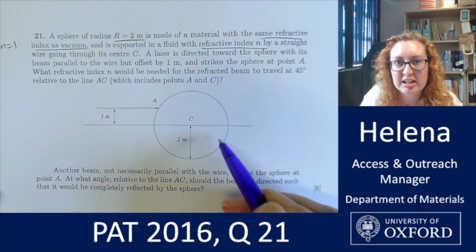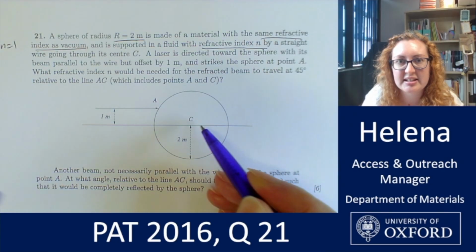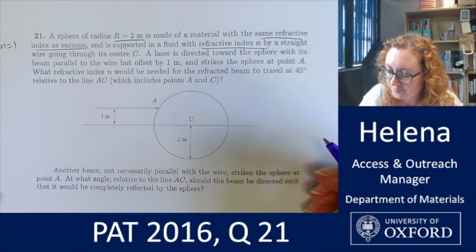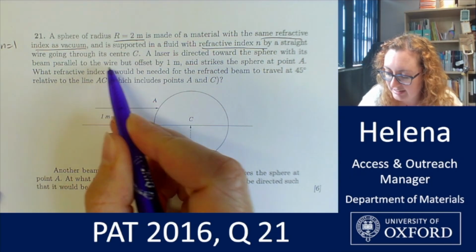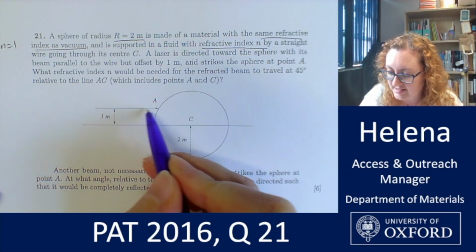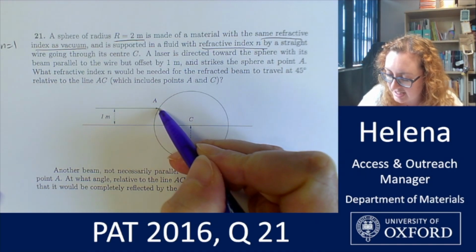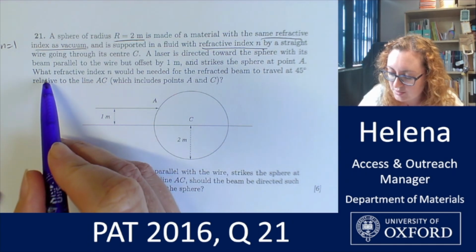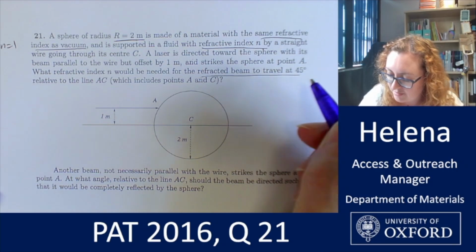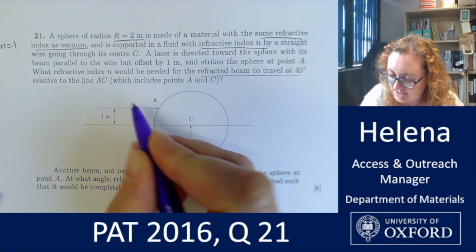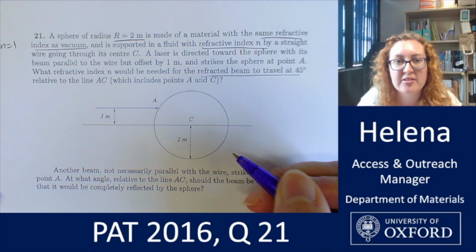We have our sphere here, surrounded by a fluid and supported by this wire going through its centre, which is this line. A laser is directed towards the sphere with its beam parallel to the wire but offset by 1 meter. This arrow here is our laser pointing at the sphere, and it strikes the sphere at point A here. We're being asked what refractive index n would be needed for the refracted beam to travel at 45 degrees relative to the line AC, the line between A and C, which includes both points.